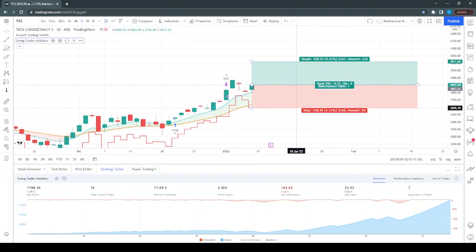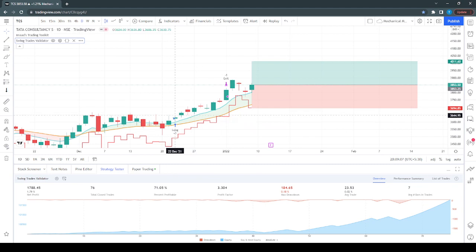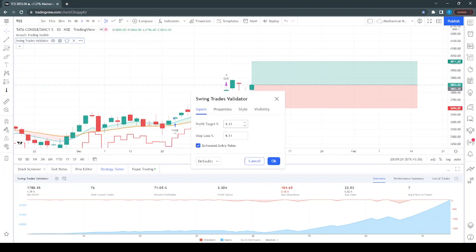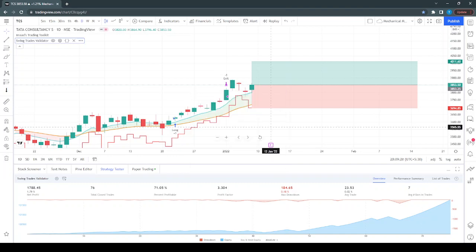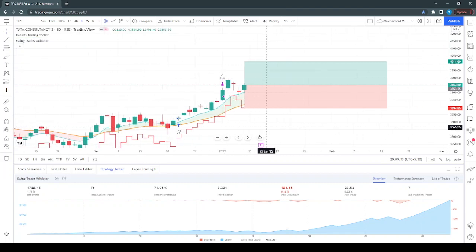Please do not take entries on what you see on the screen when you place the swing trades validator. If you see a long entry here, please do not take it just on the basis of this, because chances are that this might be a residual percentage from some other stock which you had analyzed, and it is carrying forward the same analysis. So please be careful. And if you have any further questions on this, please don't hesitate to reach out, and I'll make sure that we try to clarify those points.